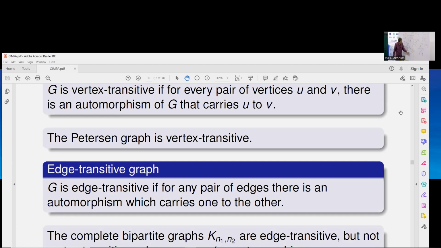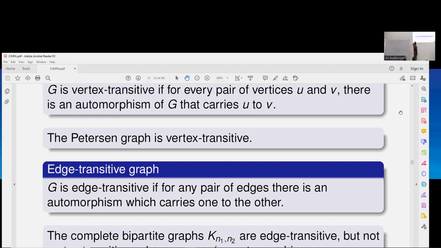And let's look at what was happening here. U1 went to U3, U3 to U5, and so on. As you can see, that is really for any two vertices. I just picked one combination, but for any two vertices, there is an automorphism which can carry one vertex to any other. Therefore, this graph is vertex-transitive.